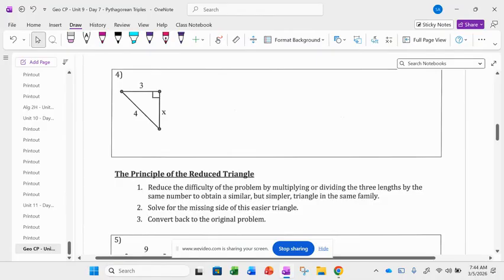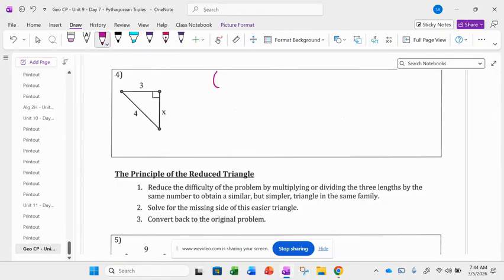So now in number 4, I see a 3 and a 4. And in my head, I'm saying, oh, there's a 3, 4, 5 triple. Can somebody explain to me why this is not 5 for x? Noah? Good. Remember, I had said in the 3, 4, 5 triangle, the hypotenuse has to be 5. In this scenario, the hypotenuse is not 5.